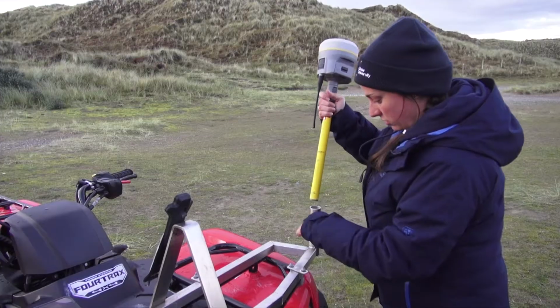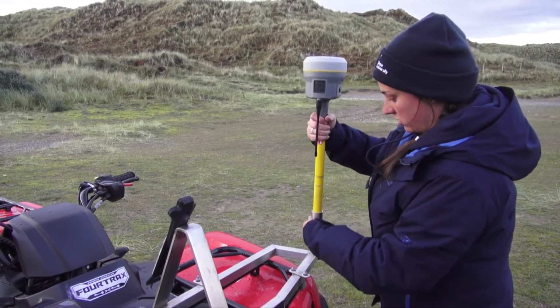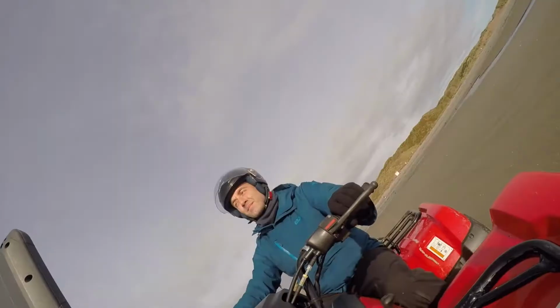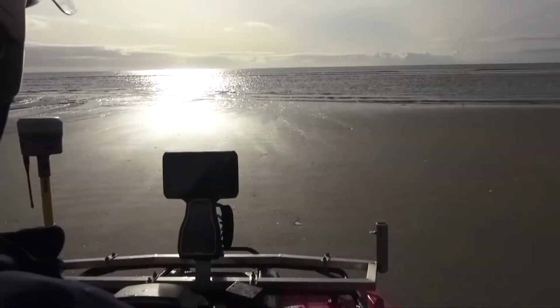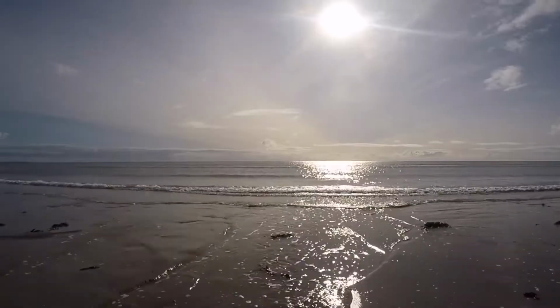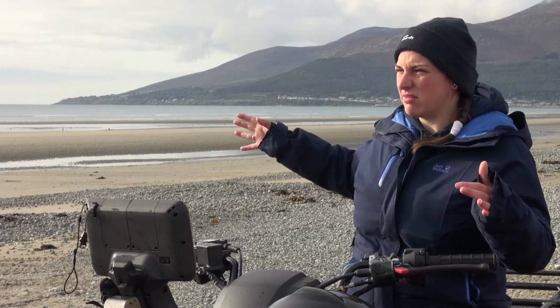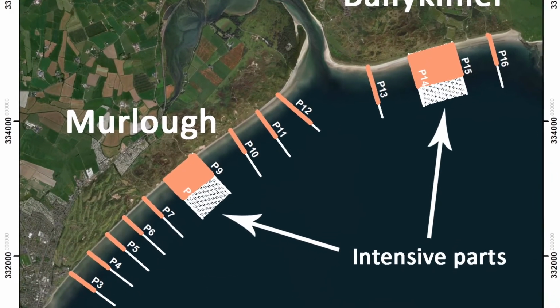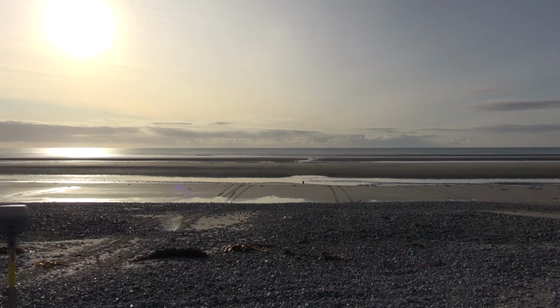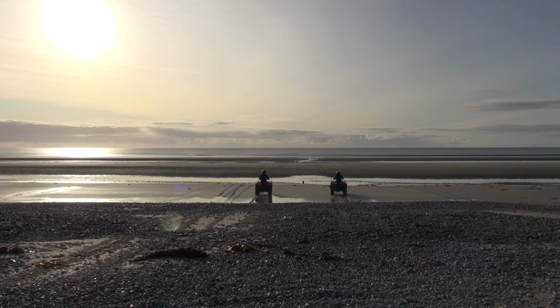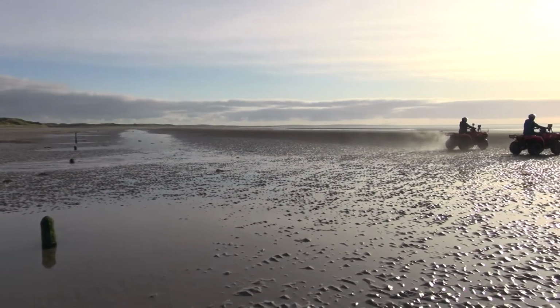To get the topography of the beach, we set up the GPS on the quad bike and we survey cross-shore profiles from the dune to the breaker zone, the waves, more or less. On this beach we are doing 10 cross-shore profiles, separated by about 500 meters from each other, and one intensive part with profiles separated by about 10 meters, which gives us a really precise idea of the changing shape, topography and morphology of the system.